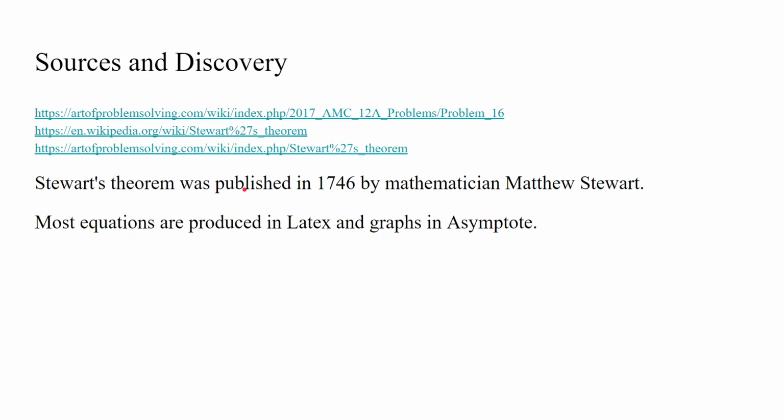This is my little source page. We got the source for the AMC problem. We got a Wikipedia article for Stewart's Theorem. The Art of Problem Solving for Stewart's Theorem. Here we have the discoverer. Well, I don't actually know if he discovered it, but he was the first guy to publish it in a book. It was published in 1746 by the mathematician Matthew Stewart. Never would have guessed. I made the equations in LaTeX and the graphs in Asymptote.